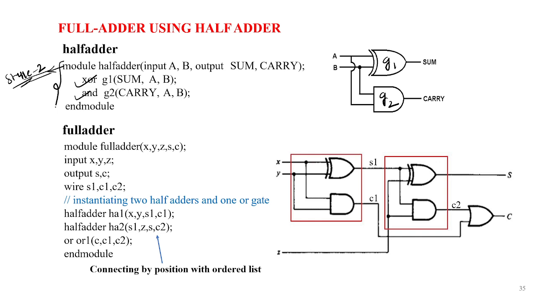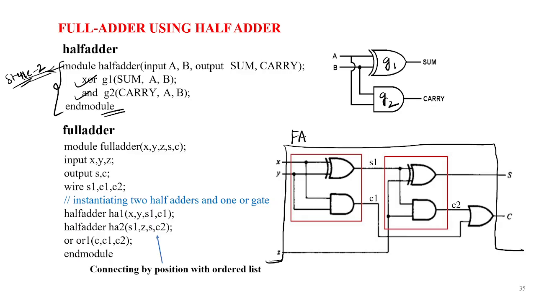First I wrote the code for the half adder. And for the instantiation, I am writing the top module. This is my full adder circuit. Inside the full adder, you have two half adders, half adder 1 and half adder 2, and one OR gate.